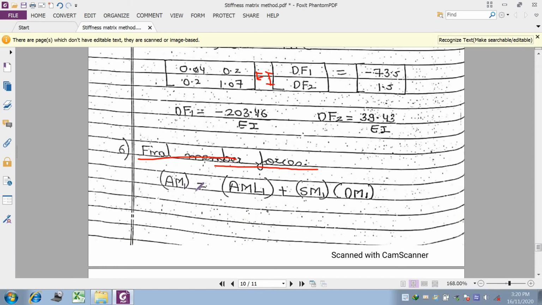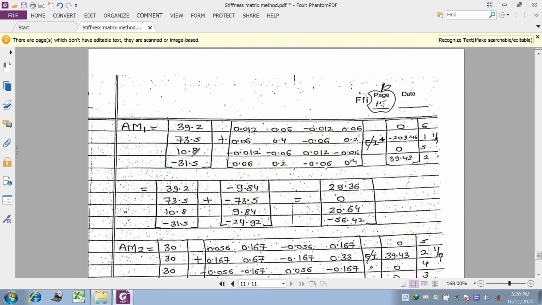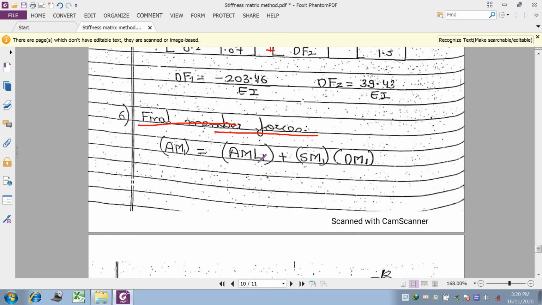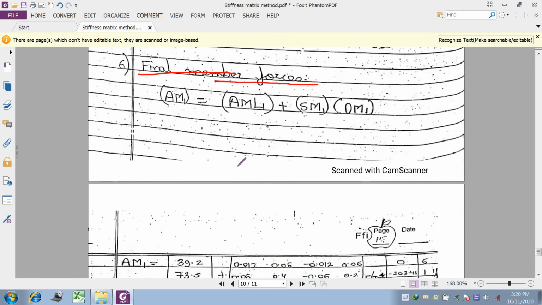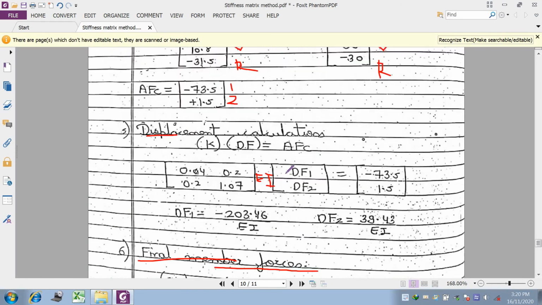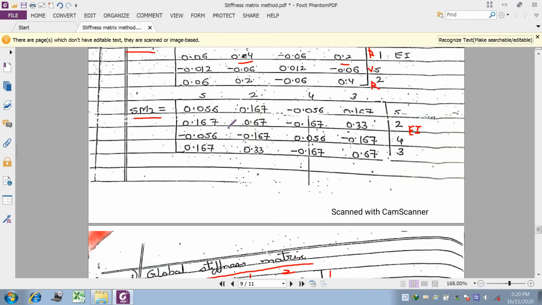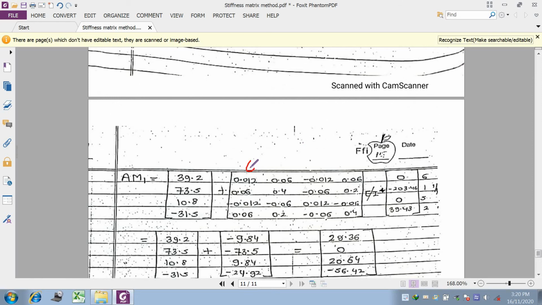Now finally we have to calculate the final member forces. What is the formula? AM1 is equal to AML1 plus SM1 into DM1. AML1 is nothing but your calculated load matrix for the member AB that we have already calculated here. So you just have to put this value here, then SM1 we have to put here. What was the matrix representation for SM1? 6 1 5 2. So you have to write here also 6 1 5 2, so there will be no confusion.